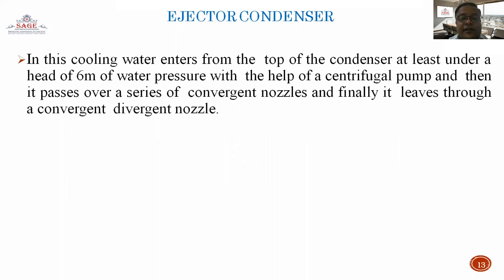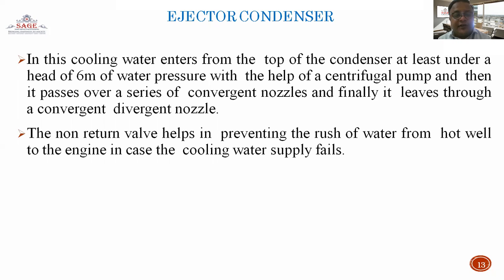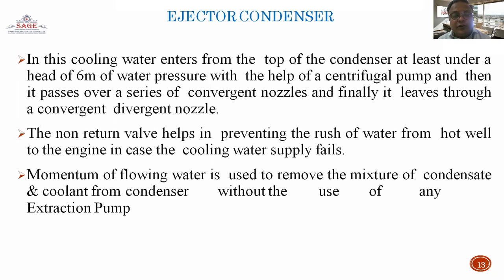Ejector condenser. In this, the cooling water enters from the top of the condenser under a head of 6 meters of water pressure with the help of a centrifugal pump, and then it passes through a series of convergent nozzles, and finally it leaves through a convergent divergent nozzle. This is the main functioning of the ejector condenser. The non-return valve helps in preventing the rush of water from the hot well to the engine in case of cooling water supply failure. The momentum of the flowing water is used to remove the mixture of condensate and coolant from the condenser without the use of any extraction pump.